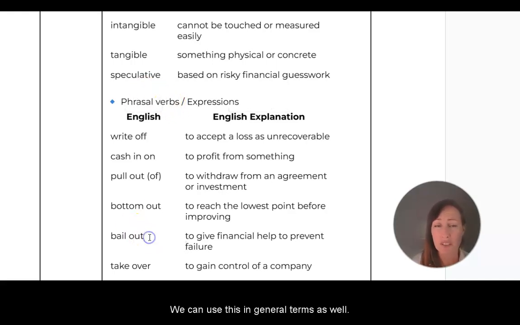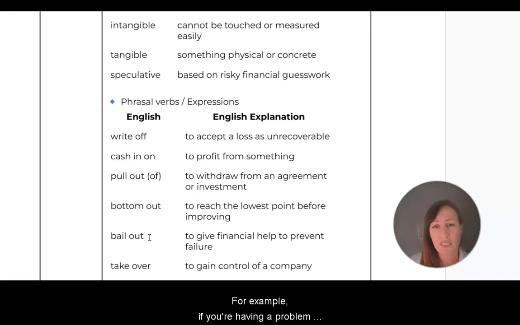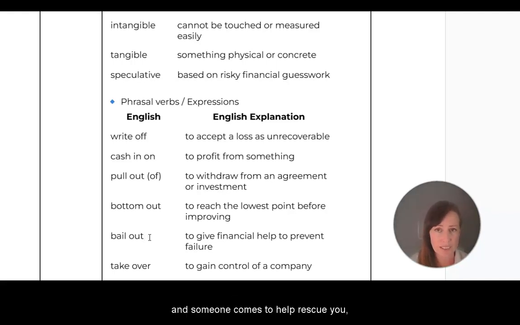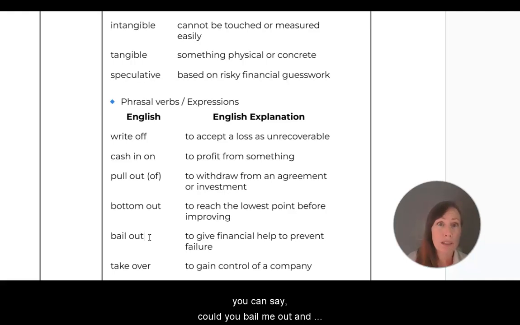We can use this in general terms as well. For example, if you're having a problem and someone comes to help rescue you, you can say, could you bail me out and look after my kids because I have to go to an appointment. Thanks for bailing me out.